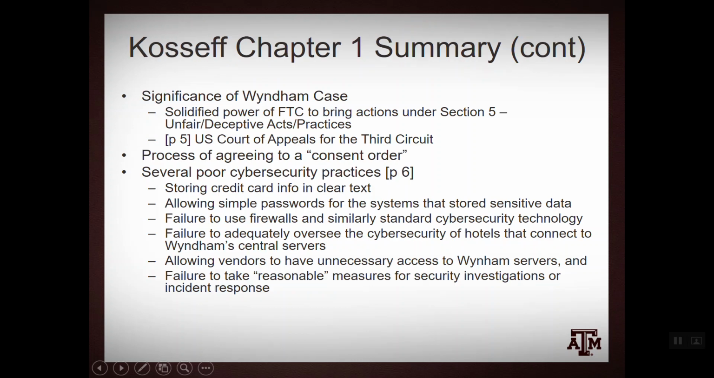Let's see what else. The significance of the Wyndham case, the process of agreeing to a consent order, all of this, I'm putting this out there so as you go through the several cybersecurity acts, you begin to see this. Now, as you walk through this, and this says this in the syllabus, it's going to have a lot of cases. I want you to read the cases, but I want you to hone in on the key lessons. And by the way, my book is all marked up. I'm old school. I mark up my book.